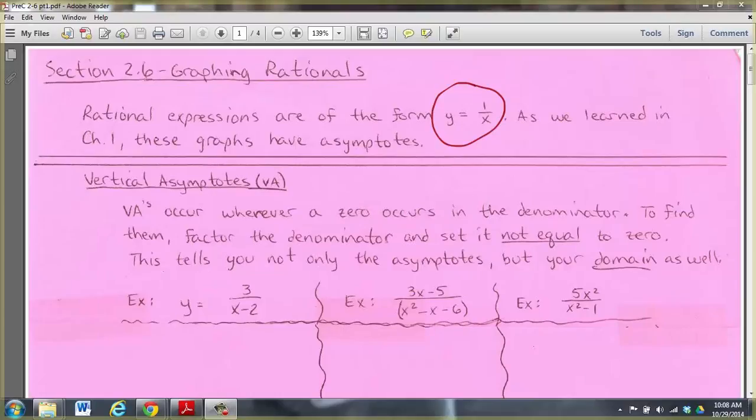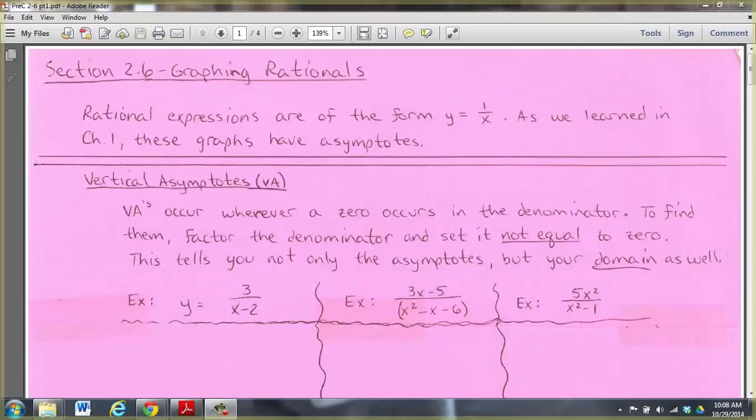And as we learned in chapter 1, because that was one of our parent functions, those graphs have asymptotes. In other words, 1 over x looks like this. And an asymptote is a number that the graph approaches but never actually equals. So if you notice, this part of the graph right here goes towards y equals 0, but it never quite touches it. This part of the graph right here goes towards x equals 0, but it never actually touches. So it has asymptotes at x equals 0 and y equals 0.